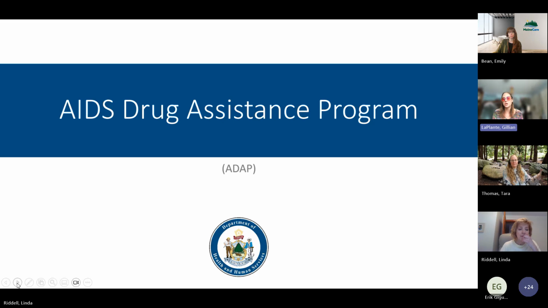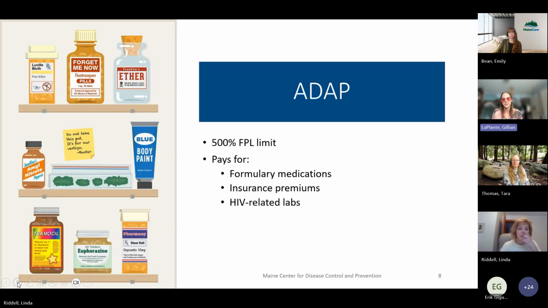And now I'll talk about the AIDS Drug Assistance Program, which encompasses insurance for people living with HIV. Next slide. So again, you have to be 500% under the federal poverty level. It pays for formulary medications. It also pays for insurance premiums for clients that have private or employee insurance. And it can also pay for HIV-related labs that are not covered by primary insurance. Next slide.